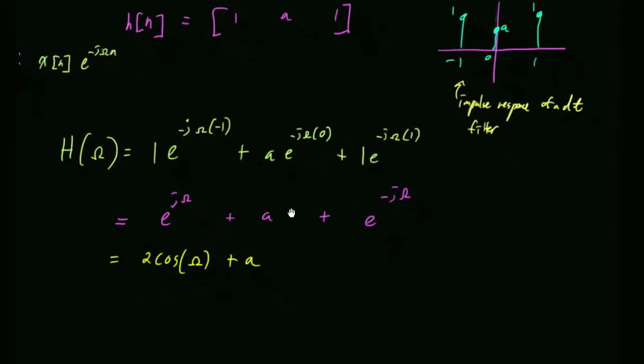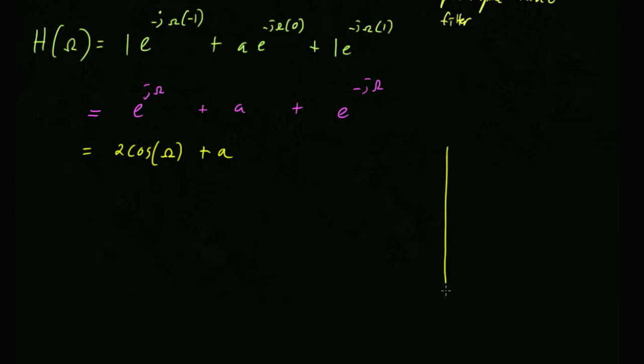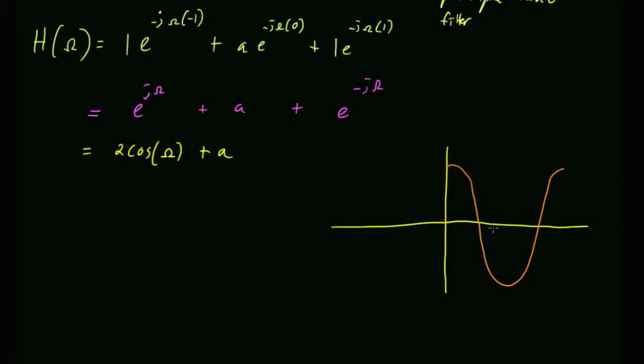Okay, so let's plot this real quick. So if I just had 2 cosine omega, I'd have this, right? Where this number is what? Pi. That's 2 and that's minus 2.